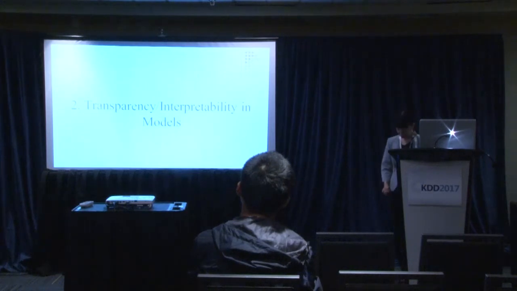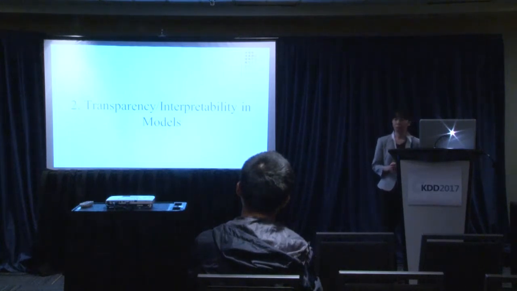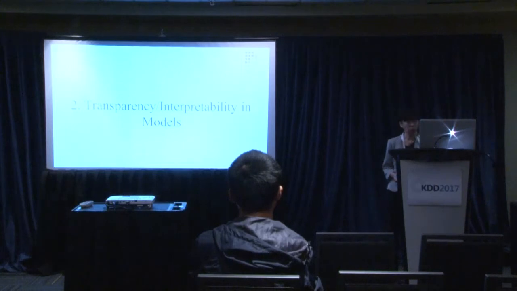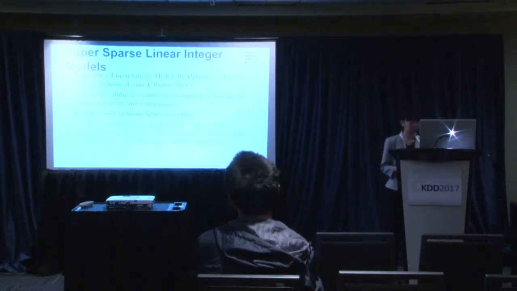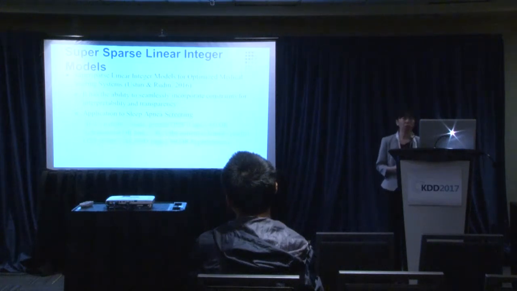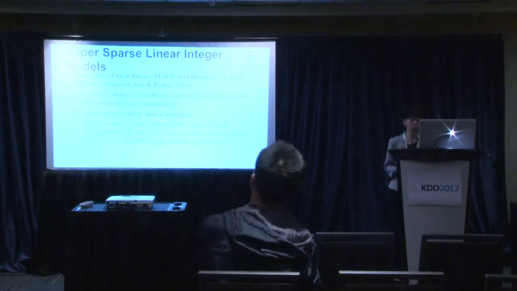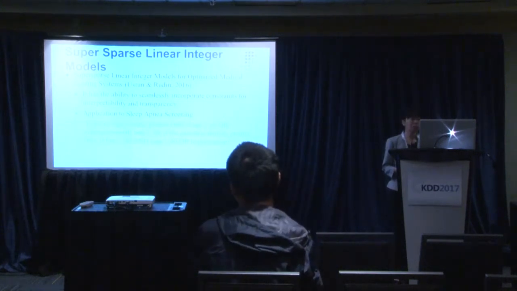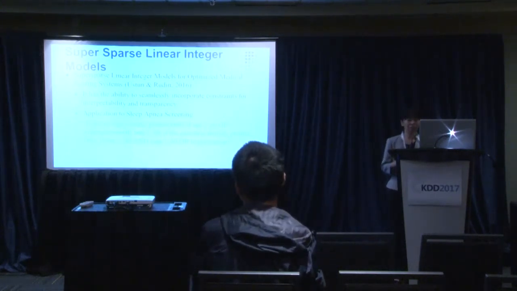That's the algorithms in the first category. For the methods in the second category, that is transparency, interpretability in models, the strategy here is to try to construct models with low complexity. To achieve this, one kind of technique is to use supersparse linear integer models. These models can incorporate constraints for interpretability and transparency into the models seamlessly.